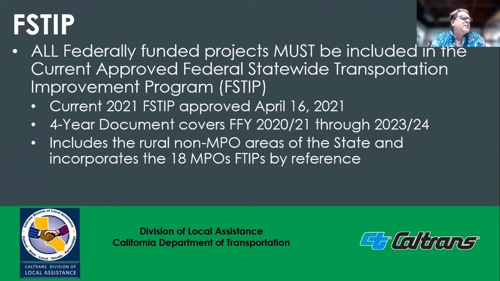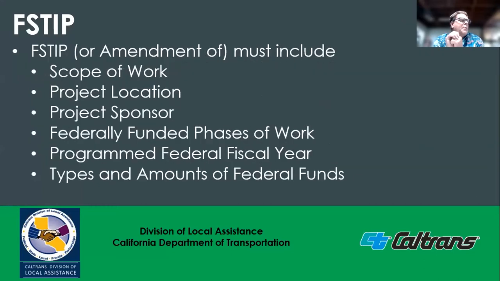The current 2021 FSTIP was approved April 16, 2021. This four-year document covers federal fiscal years 2021 through 2023-24. The FSTIP includes the rural non-MPO areas of the state and incorporates by reference the 18 individual MPO FTIPs. Key components of an FSTIP include scope of work, location of the project, project sponsor, phases of work using federal funds, program federal fiscal year, and types and amount of federal funds.